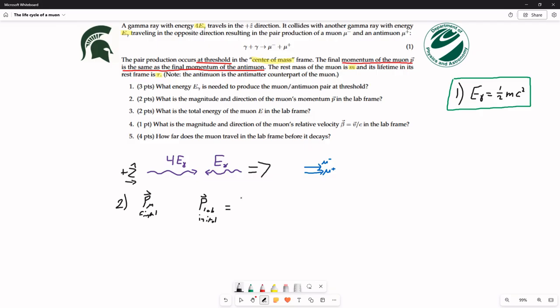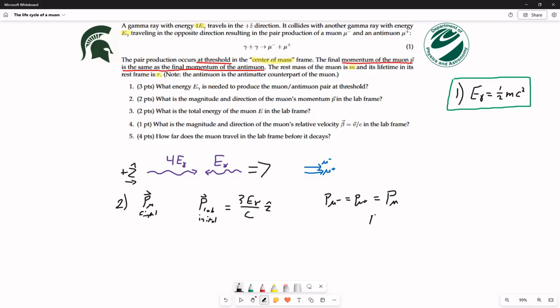This was calculated from the first part. It is 3 e gamma over c in the z hat direction. We have some other critical pieces of information. Momentum of the muon is the same as the final momentum of the anti-muon. So let's do p mu minus equals p mu plus, and I'm just going to denote that as p sub mu.